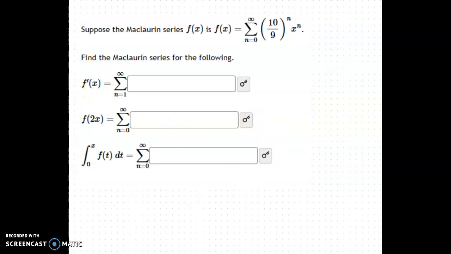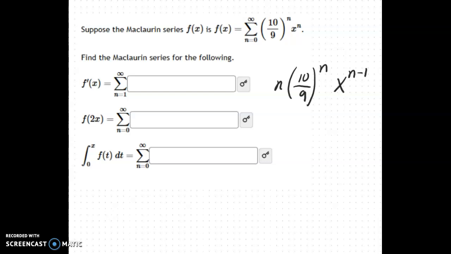So to find the first derivative, we are going to bring the n down. And we're going to say we have 10 over 9 to the nth, and then it'll be x to the n minus 1. And so that is the answer to the first part.